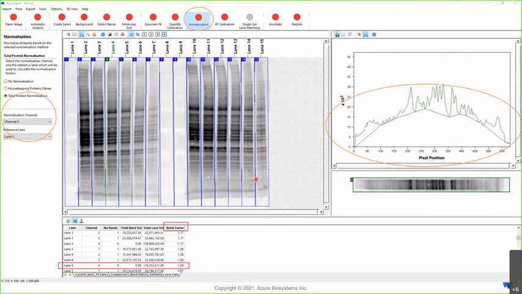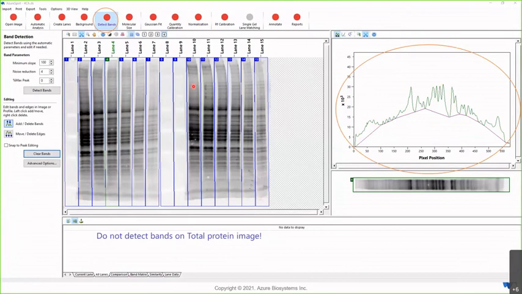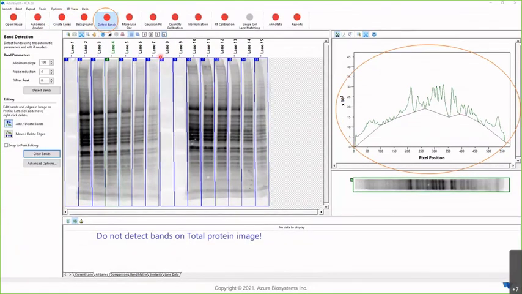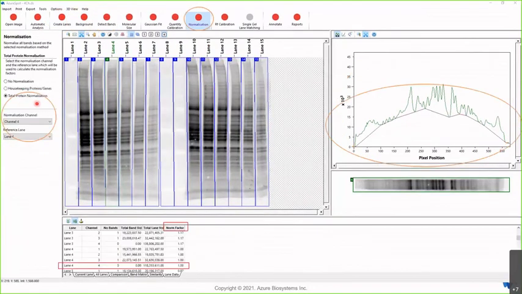Then we go to the normalization menu. The idea of the normalization when you choose total protein normalization is that you are choosing a channel, in this case channel 4, and choosing a reference lane, so that the rest of the lanes will be normalized relative to the reference lane. In this case, I have chosen lane 4 in channel 4 as my reference lane.